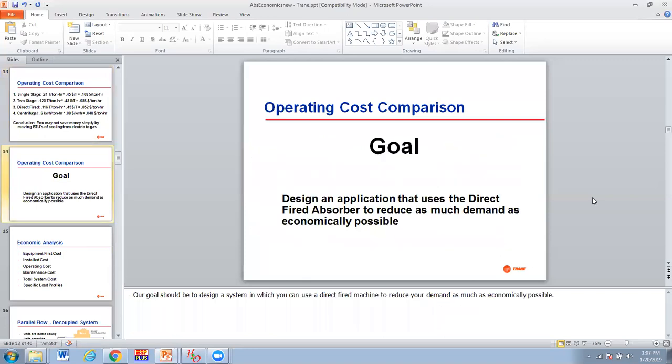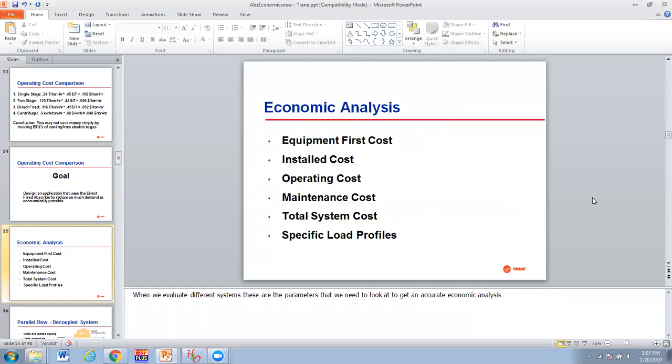Okay, so our goal here is to design an application that uses the direct fired absorber to reduce as much demand as economically possible. So we'll see how this works out here in just a second. Included in this economic analysis are equipment first cost, installed cost, operating cost, maintenance cost, total system cost, and specific load profiles for a typical building. And they're going to use the TRACE software to model this.